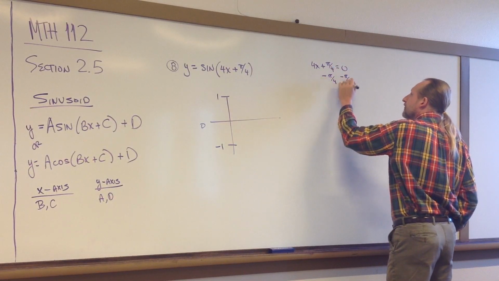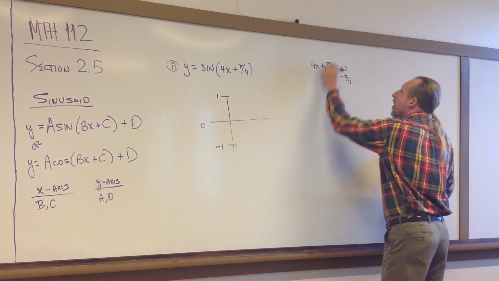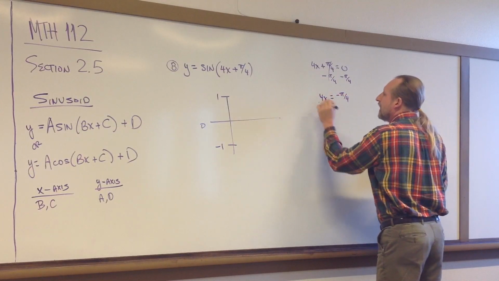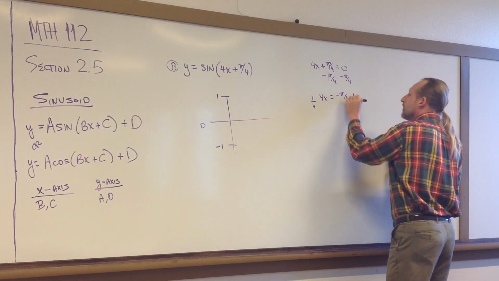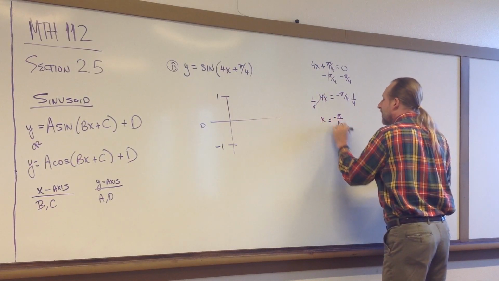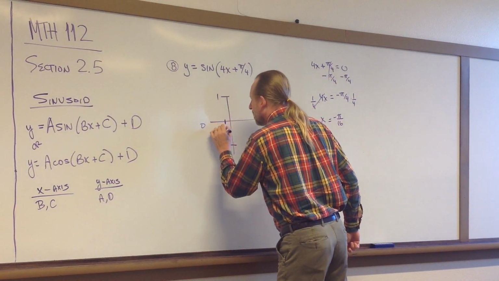Subtract the pi/4. 4x is -pi/4. And here, divide by 4 or multiply by 1/4. X is going to be -pi/16. Okay. So that's going to be about right there.